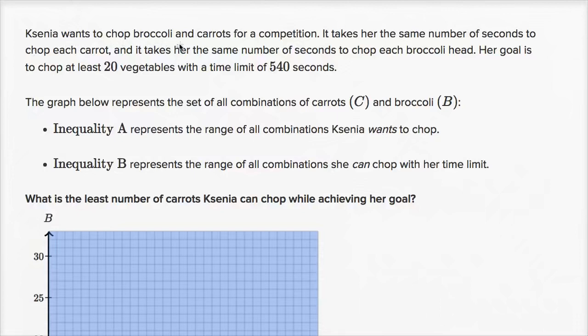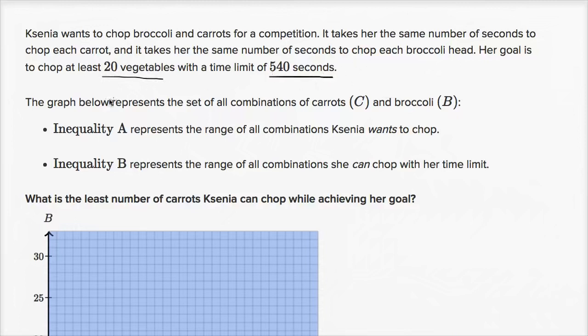Ksenia wants to chop broccoli and carrots for a competition. It takes her the same number of seconds to chop each carrot, and it takes her the same number of seconds to chop each broccoli head. Her goal is to chop at least 20 vegetables with a time limit of 540 seconds.